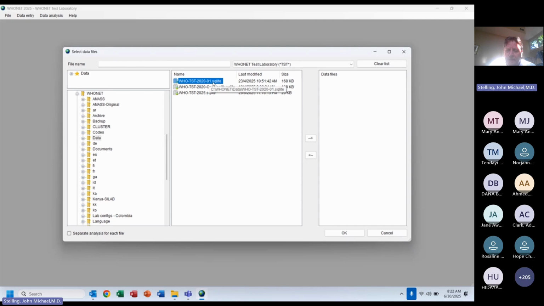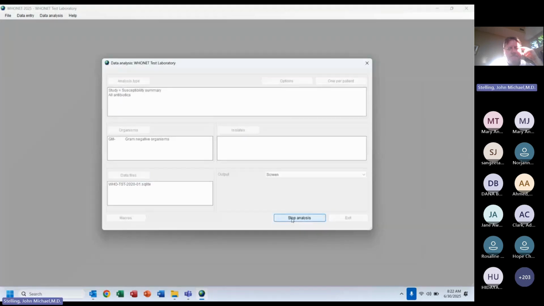The first file here, January 2020, is 1 month of human health data from a small community hospital. The second file has 400 isolates, 100 human, 100 animal, 100 food, 100 environmental. So I'm going to choose the 1 month of human health data. Okay, and begin analysis.